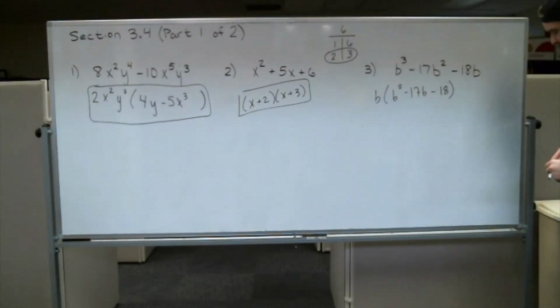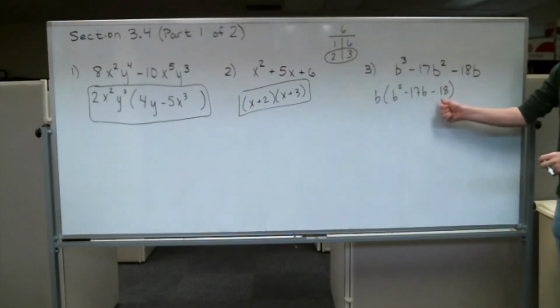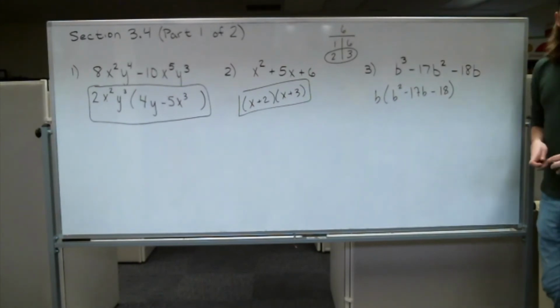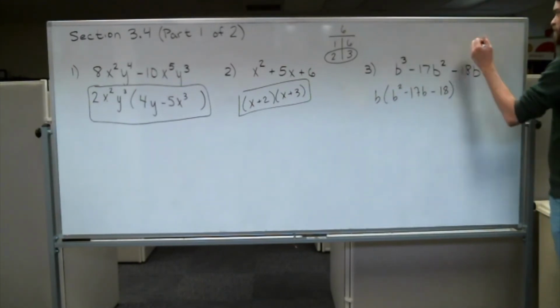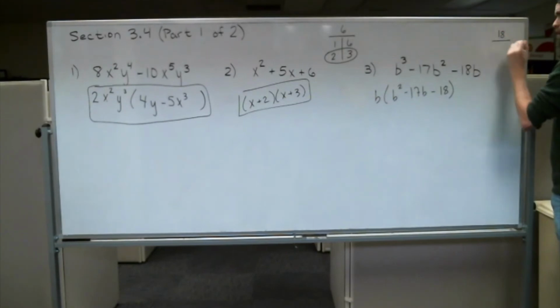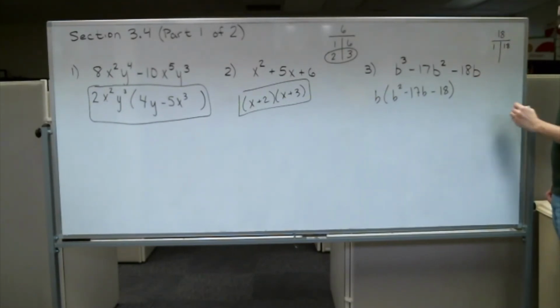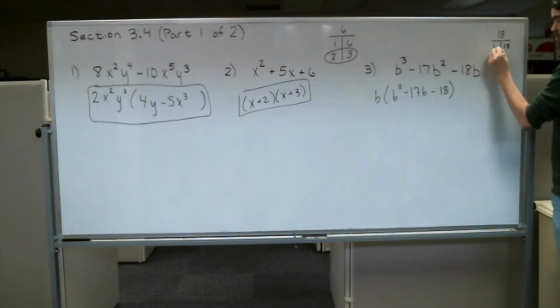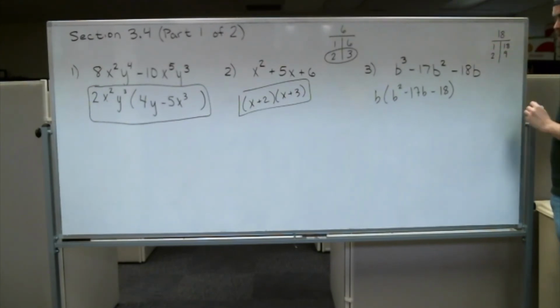Now, we need to find two numbers that multiply to get negative 18, but add to get negative 17. So first of all, let's list our factors of 18. You see that we're going to have 1 and 18. We're going to have 2 and 9. And we're going to have 3 and 6. So those are all the factors of 18.